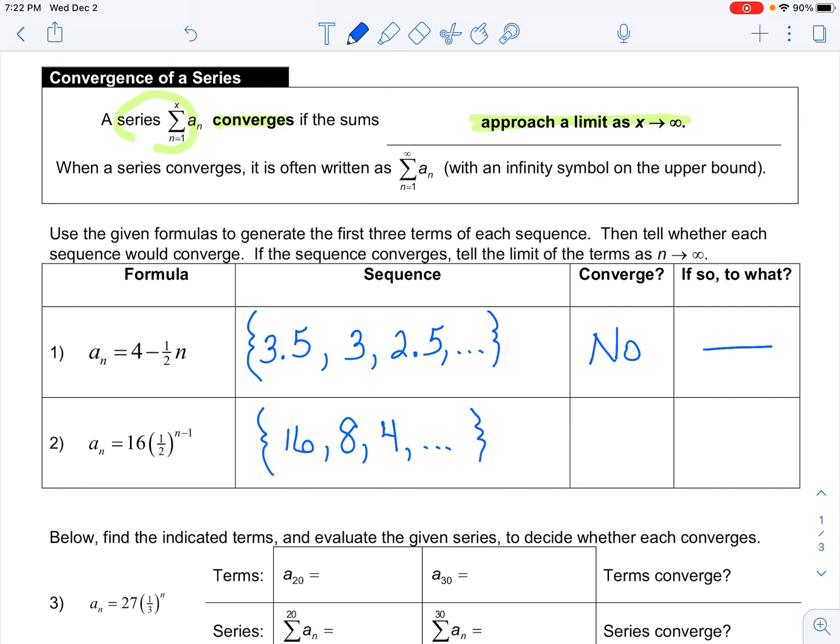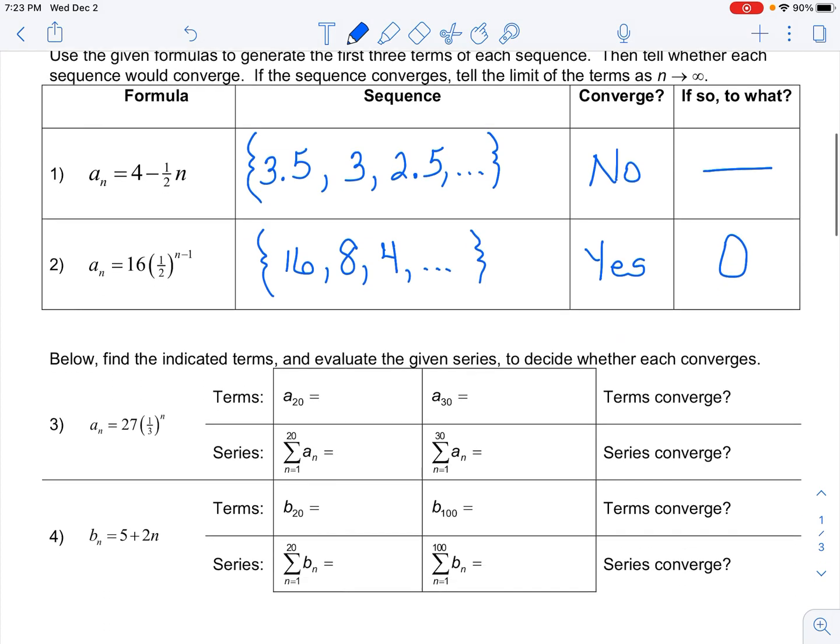It's going to keep going, but think about what it keeps going to. If you look, I'm multiplying by 1/2 each time. So then after 4, I would have a 2, and then a 1/2, and then a 1/4, and then a 1/8. It's never going to become 0. It's just going to keep getting closer and closer to 0. So does it converge? Yes. And when it asks to what? Well, it's going to get closer and closer to 0.